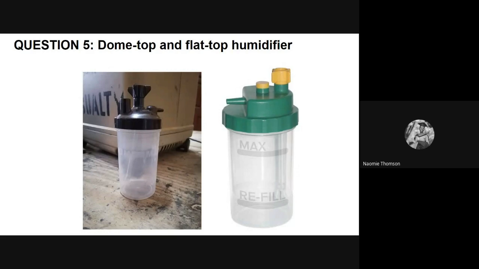As we can see in the graphics, on the left is a dome-shaped humidifier bottle, and on the right is the flat-topped humidifier bottle, which in this case causes a lot more rain out than the dome-shaped one. Thank you very much, and back to you, Sharon.